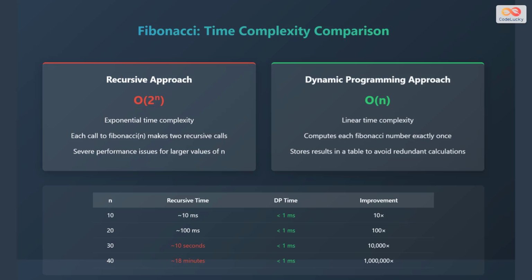Looking at the table below, we can see the drastic difference in time between the recursive and dynamic programming solutions. For an input of 10, the recursive time takes approximately 10 milliseconds, while the DP time takes less than 1 millisecond, which is a 10-fold improvement. As the input increases, the recursive time suffers drastically, while the DP time still remains very efficient.